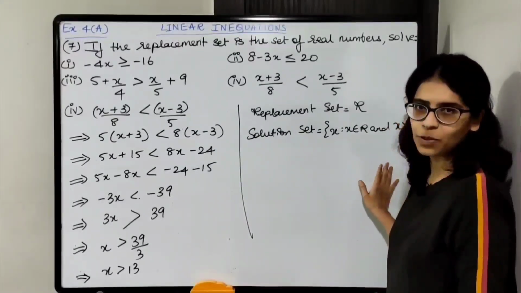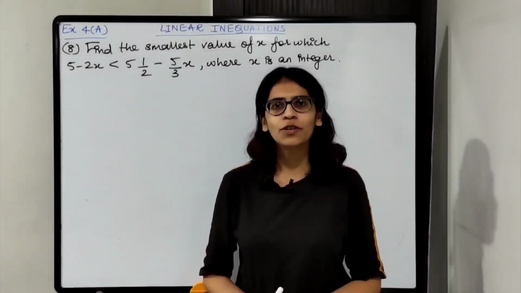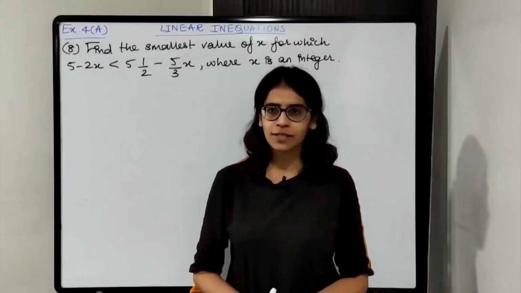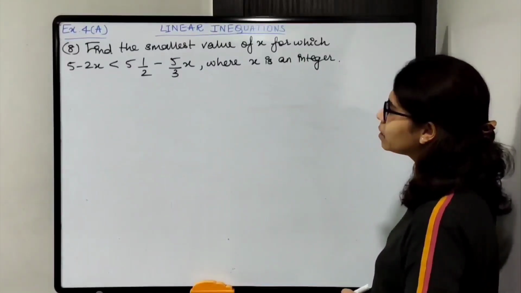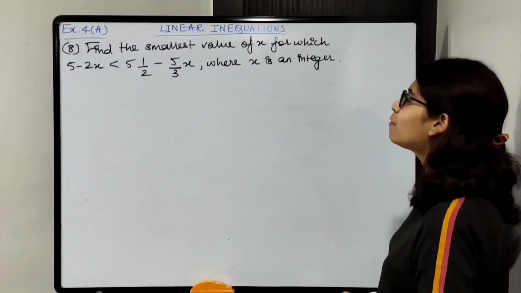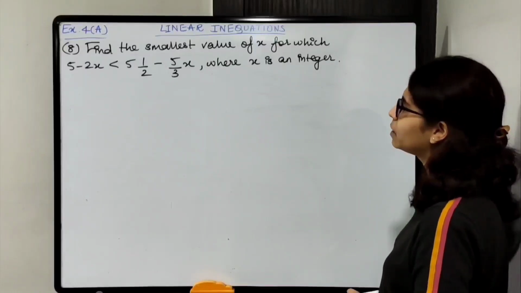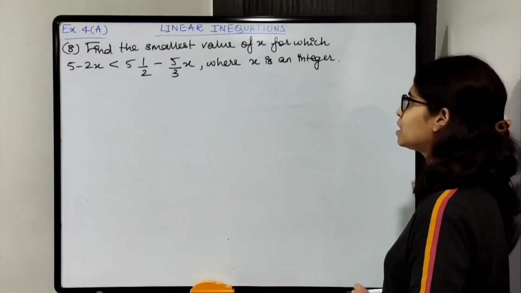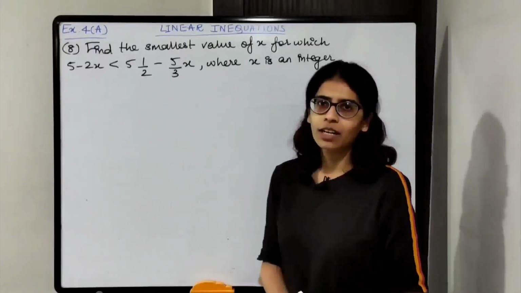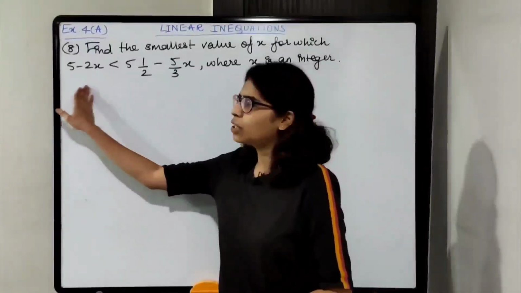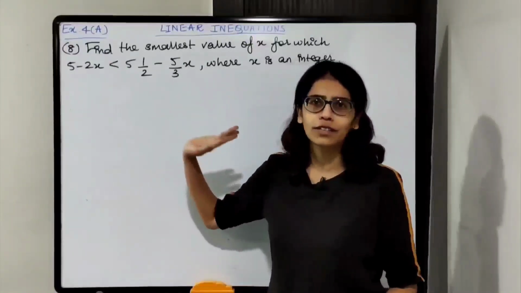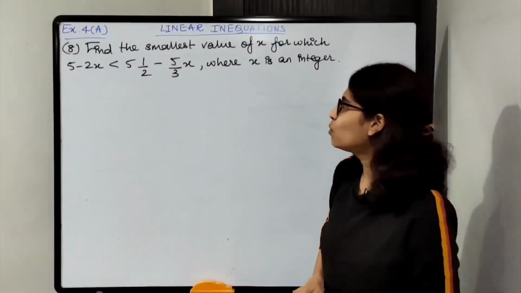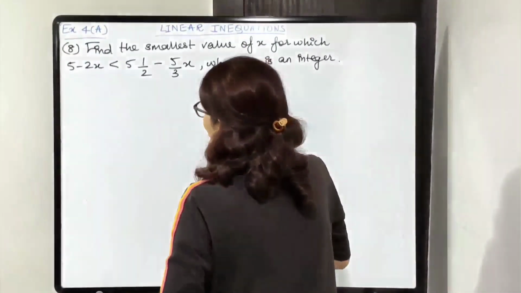Very easy. Okay. Moving on to next question, question number 8. Find the smallest value of x for which 5 minus 2x is less than 5.5 minus 5x by 3, where x is an integer. So first we'll solve the inequation, okay? Then we'll check everything else. पहले inequation को solve करते हैं. Alright.